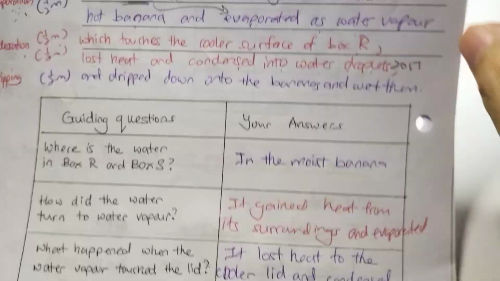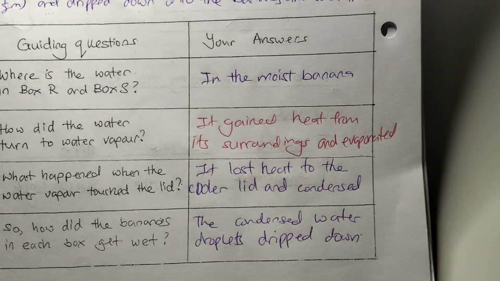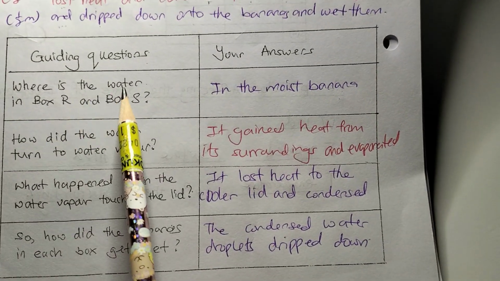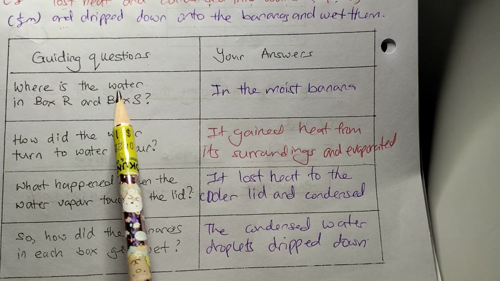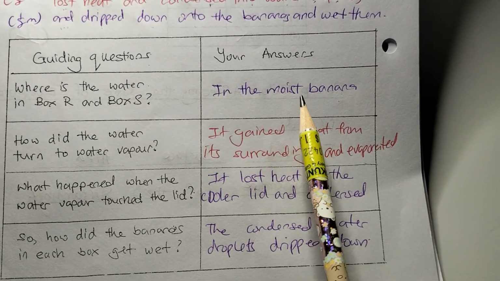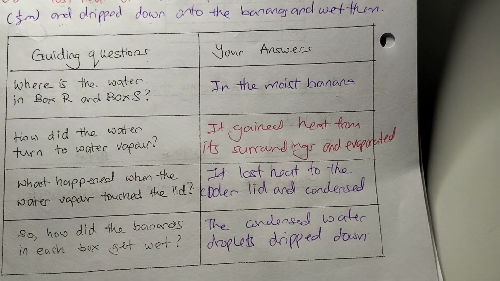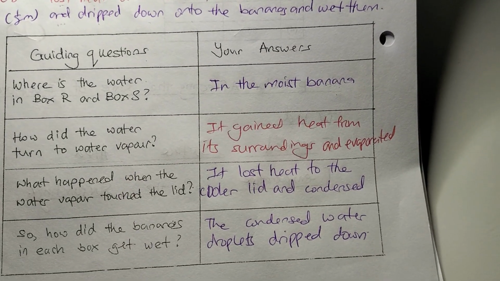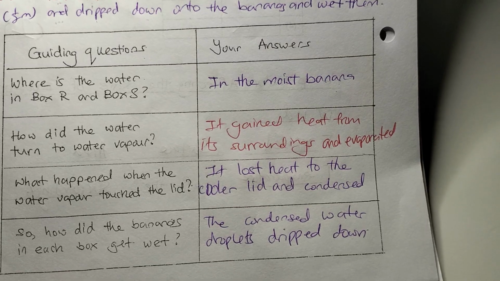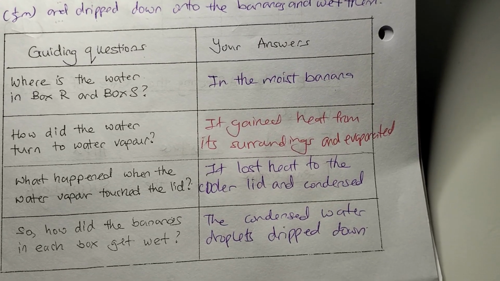Now, we take a look at this table and I break it down for you. Ask yourself these questions. Where is the water in the boxes? Of course, it's in the moist bananas. How did the water turn to water vapor? In any water cycle, there must be a heat source. The heat source here is the heat from the surrounding. In this case, it will be the hot bananas.